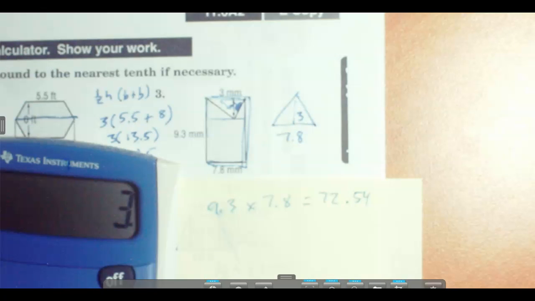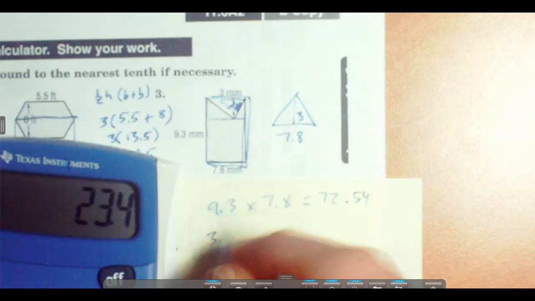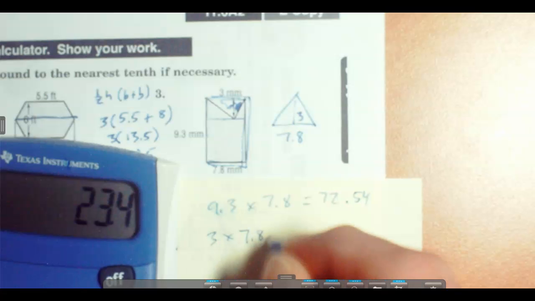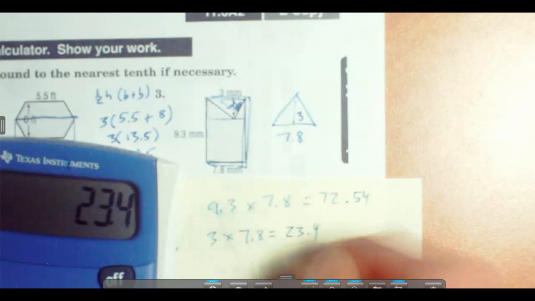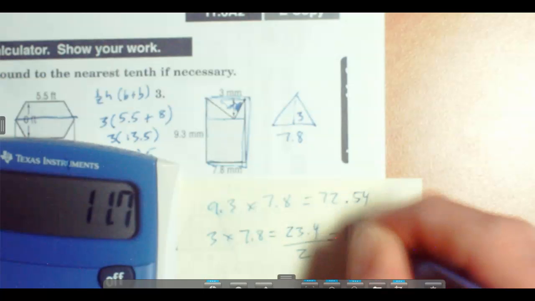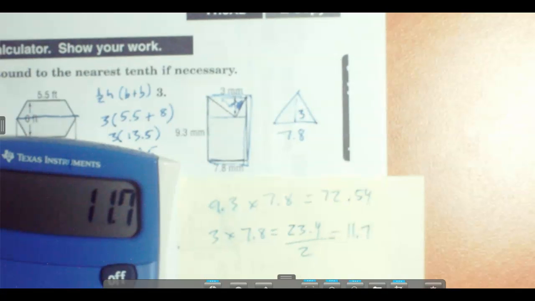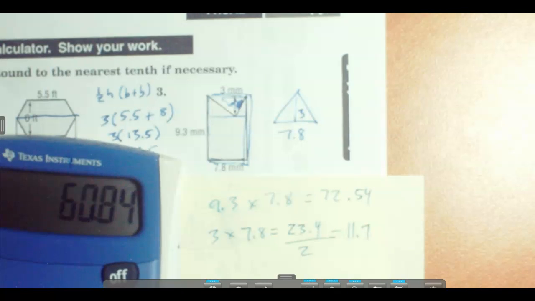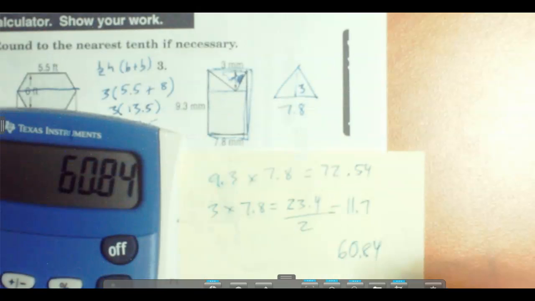So I'm going to go ahead and do that. 3 times 7.8 will give me 23.4. I have to divide that by 2 because this is a triangle, and it equals 11.7. So if I take that 72.54, and I subtract out the triangle 11.7, I will have the area of this, 60.84, and that is going to be in millimeters squared.